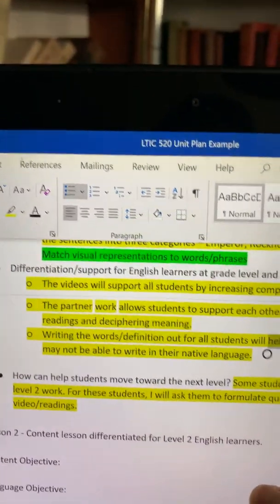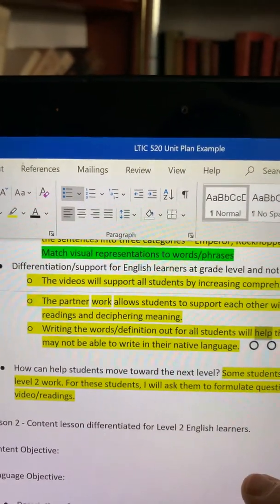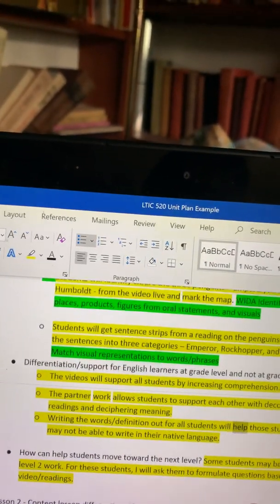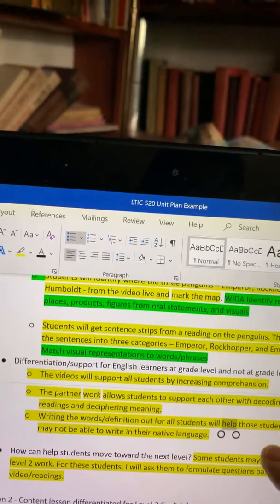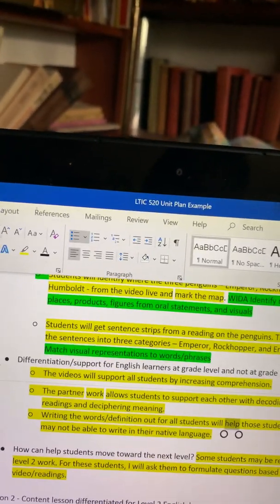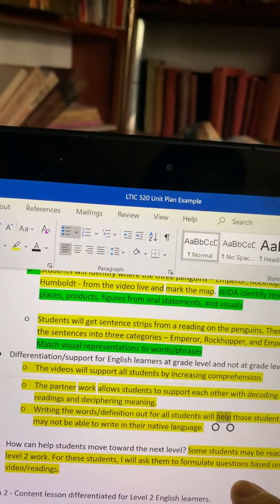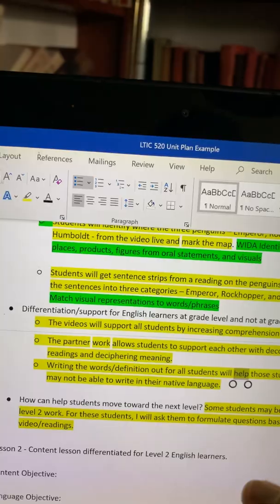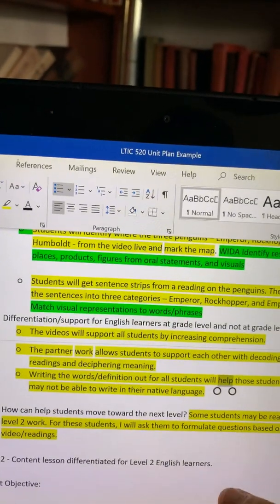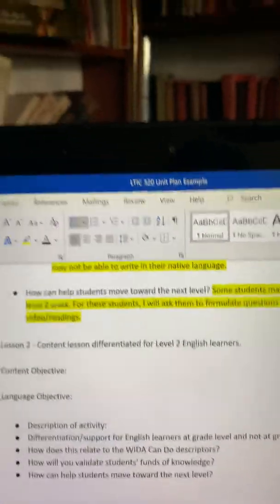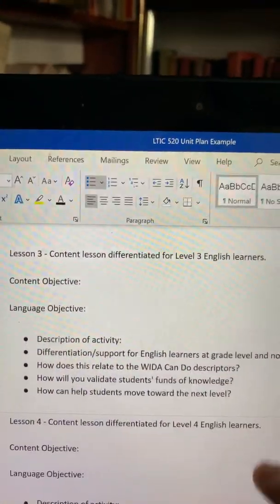The next is how do we help students move to the next level? Well, I'm having students read short phrases and sentences, but some students might be ready to formulate questions. So that would be a level 2. So if I see students that are really adept at some of the reading, I will push them to write some questions. All right. So I just did the one activity to give you an idea.